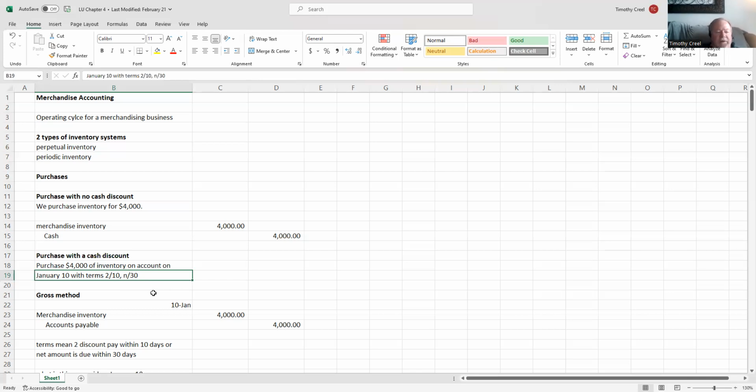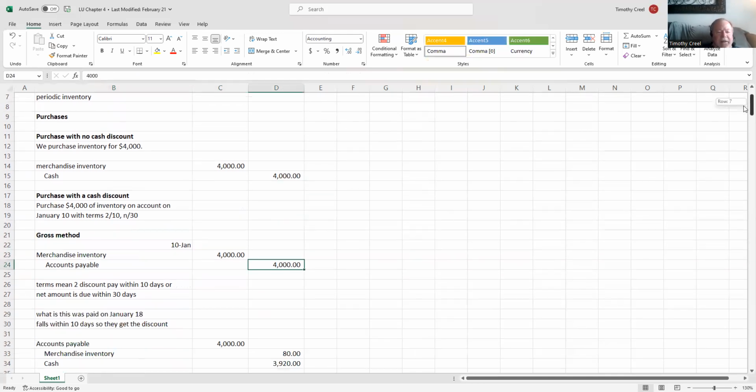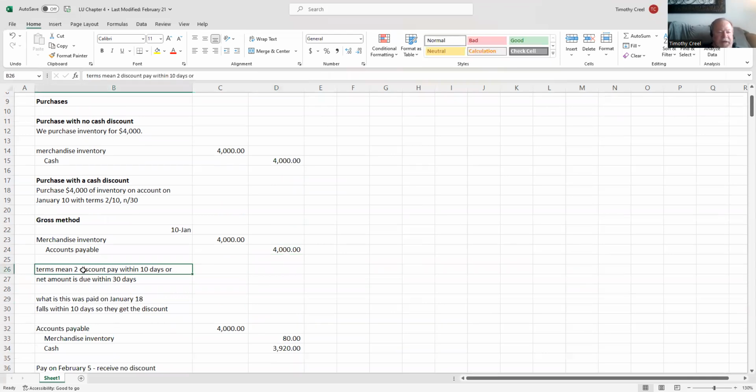So the journal entries related to this, and we're looking at this based on the gross method, which is the typical method that's used for this. On January 10th, when this transaction took place, we would have debited merchandise inventory for $4,000, and we would have credited accounts payable for $4,000. Again, we could get a 2% discount if we pay within 10 days, or the net amount is due within 30 days.